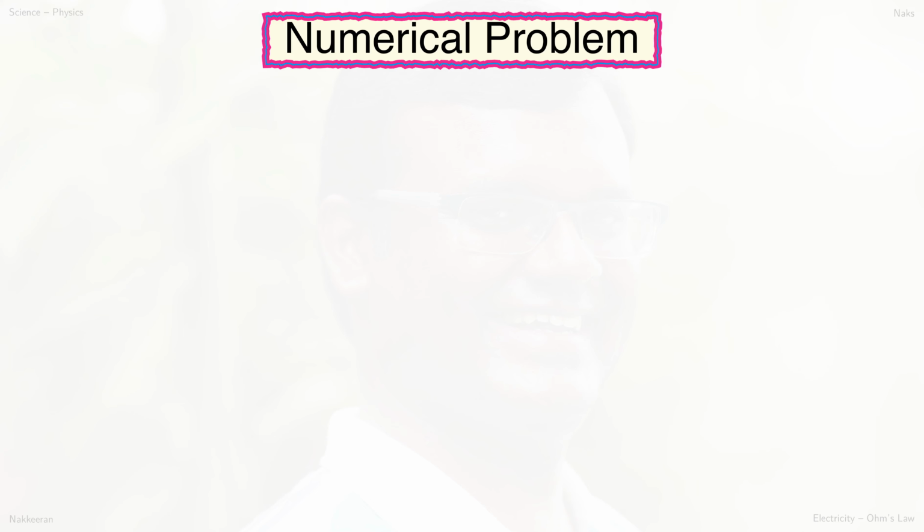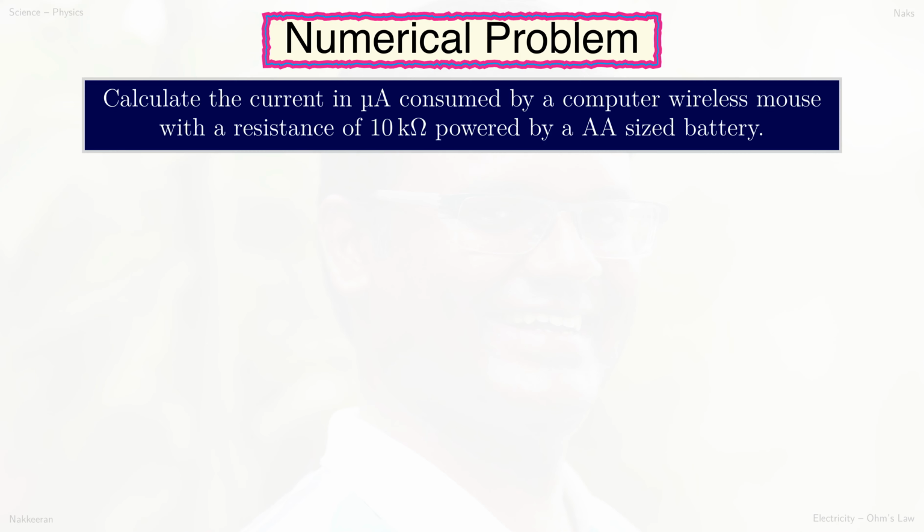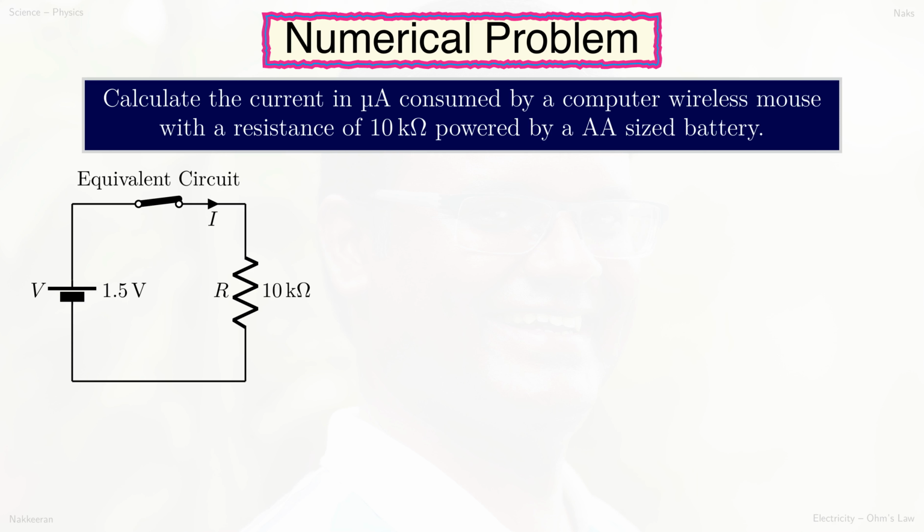Let us solve a circuit problem using the model equation derived using Ohm's law. Calculate the current in microampere consumed by a computer wireless mouse with a resistance of 10 kilo ohm powered by a AA sized battery. It is a good practice to draw an equivalent circuit and mention the provided data appropriately.